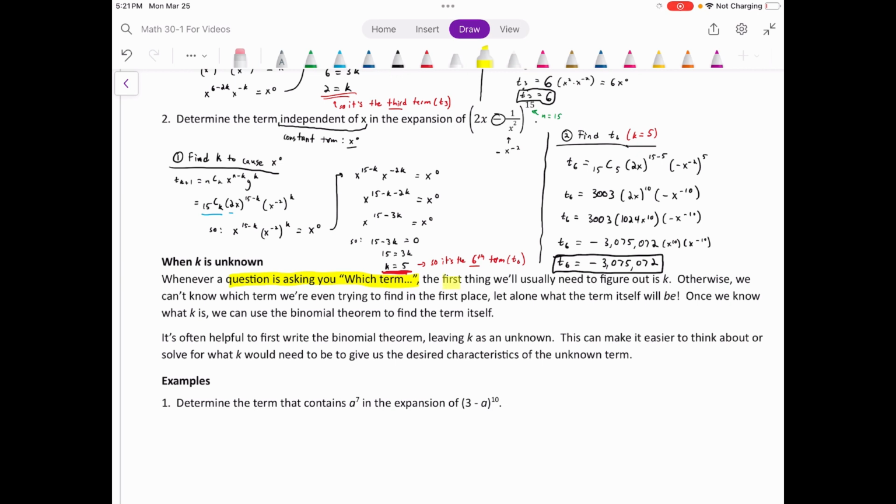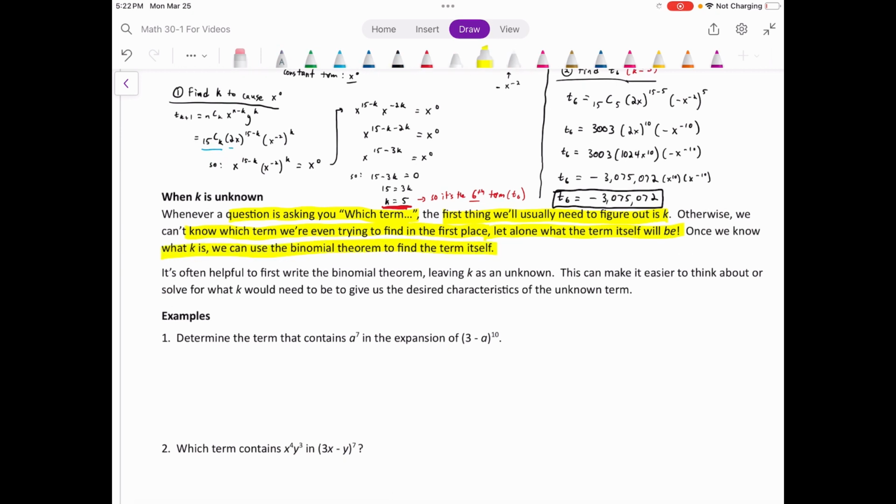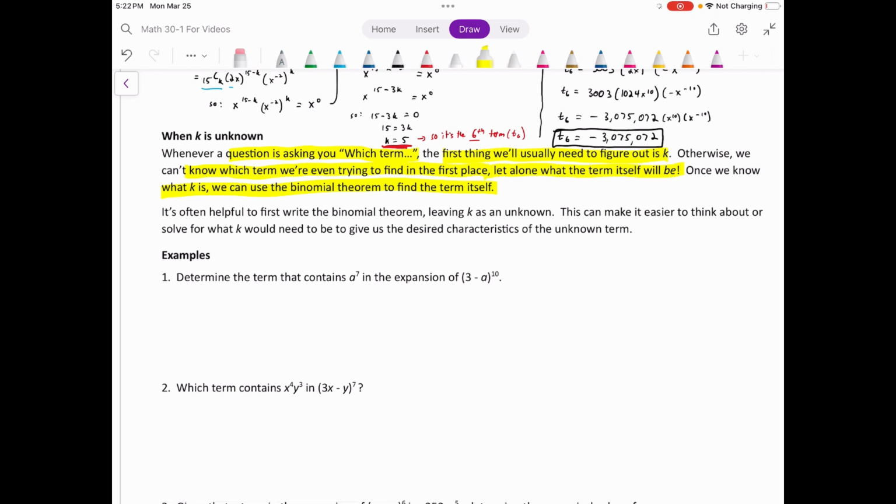So usually the first thing we need to do is just figure out what k is. Because in order to figure out what the term is, we first need to know what number term it is, and then we can just use our binomial theorem, right? If we don't know what k is, we don't know which term we're even trying to find in the first place, let alone what the term itself will be. But once we know what k is, we can just use our binomial theorem to figure it out, right? Once we know what k is, the binomial theorem sorts out what the actual term itself is. But first, we have to figure out what number term it is. Is it t1, t2, t3, etc.?